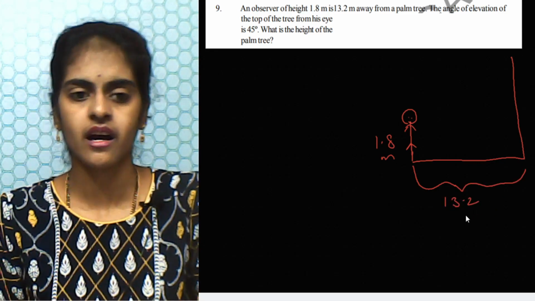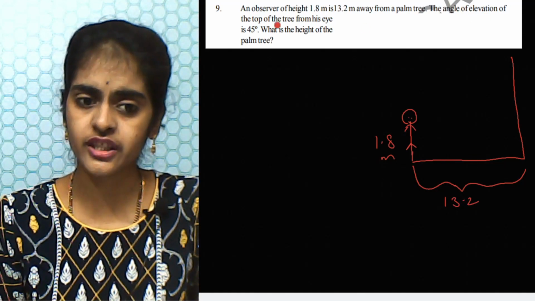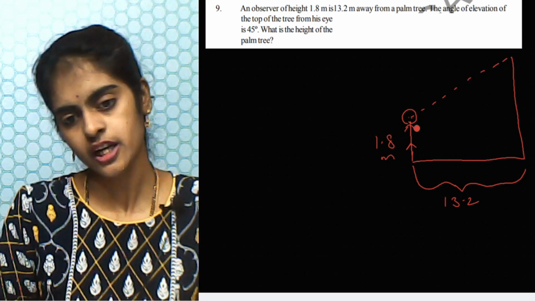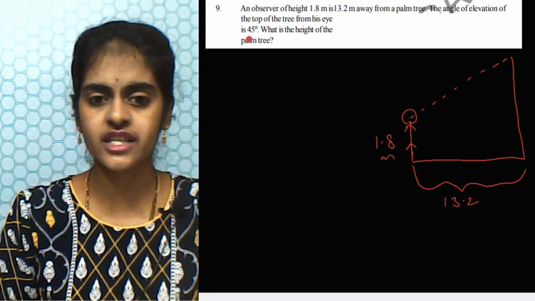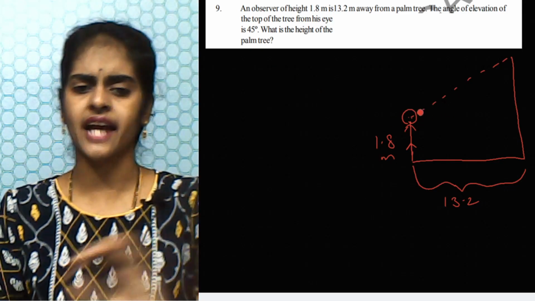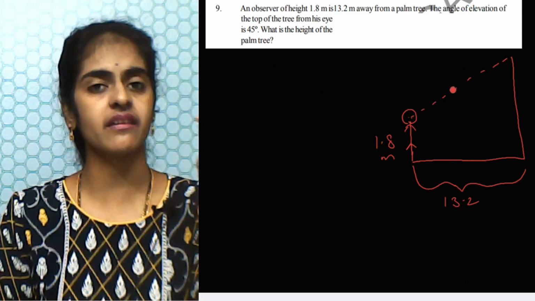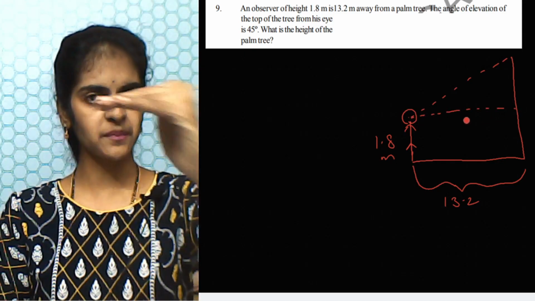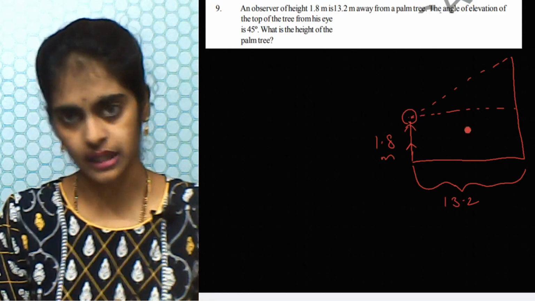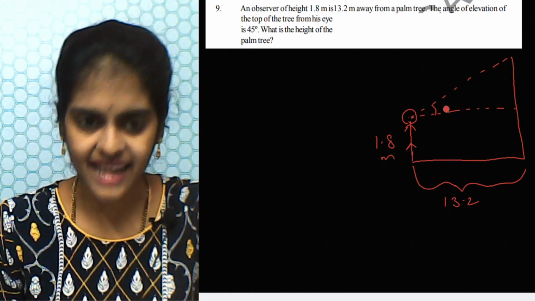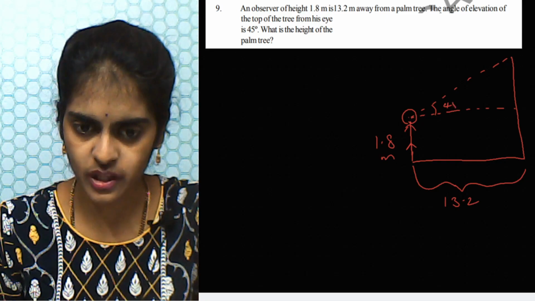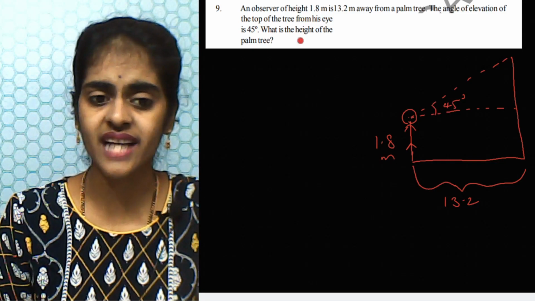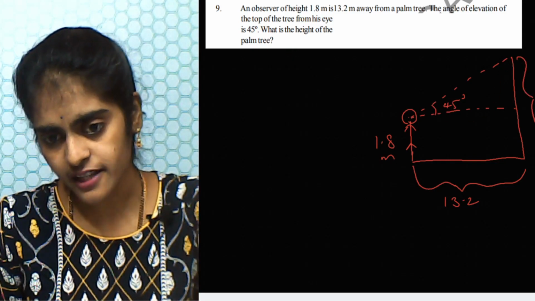13.2 meters. Now the angle of elevation of the top of the palm tree from his eye: the observer is seeing the top of the palm tree, so from his eye the angle of elevation is 45 degrees. I told you, angle of elevation or depression you will take with reference to a horizontal line. A horizontal line is nothing but, from the eye level, a line drawn parallel to the ground. So this angle is 45 degrees. What is the height of the palm tree? You have to find the height of the palm tree.